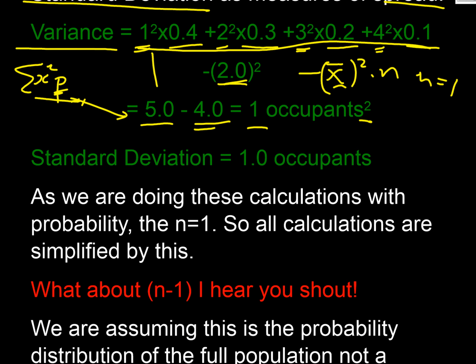But that's in squares, of course, so to get to our standard deviation, we have to square root what we just did above, and in this case we end up back at 1 occupant. So all of that works. In fact, it's simpler than our other frequency calculations because we're working on the basis that n equals 1.